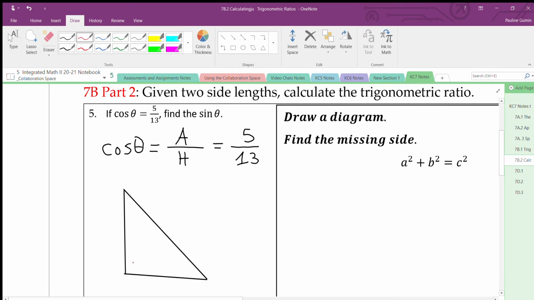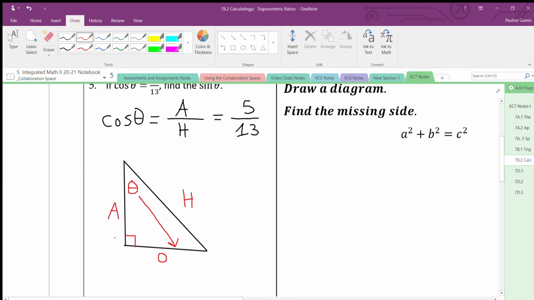This is our right angle. I'm going to label this side as H for hypotenuse. Now, it doesn't matter where I put my theta. Today I feel like putting my theta right here, because I don't know which one of these angles we're talking about. Now, if I put theta here, then this side right there is my opposite side, which means this is my adjacent side.